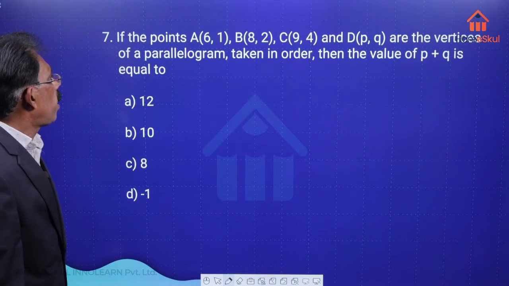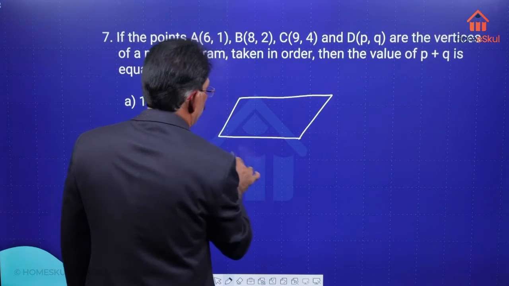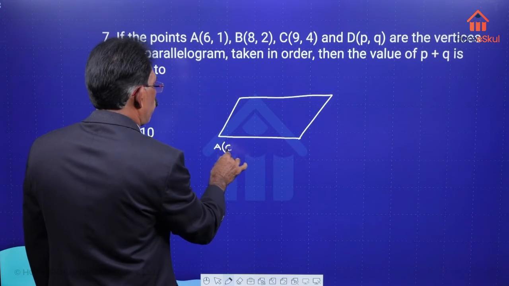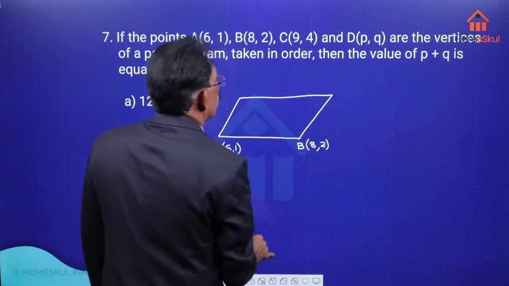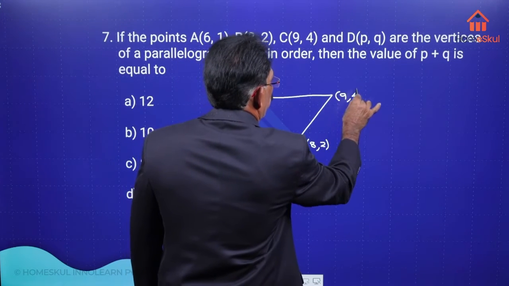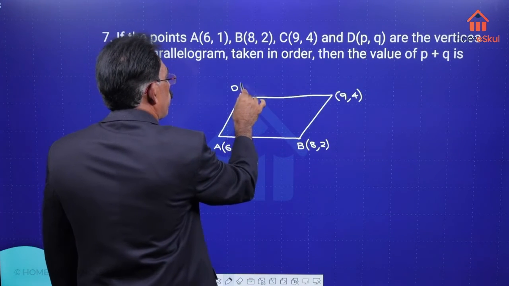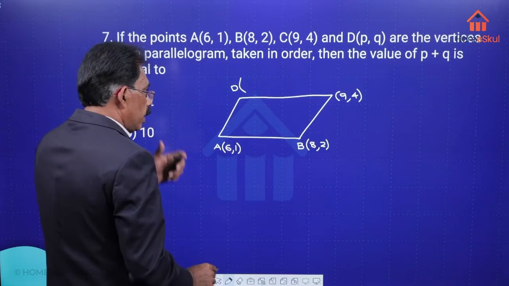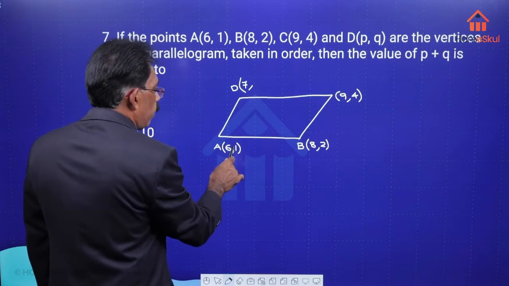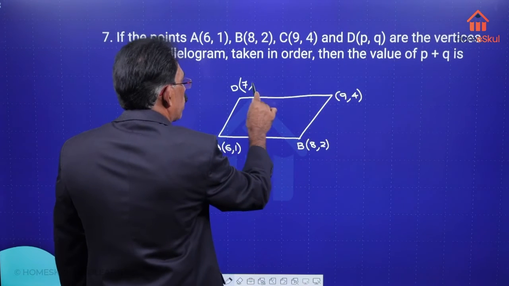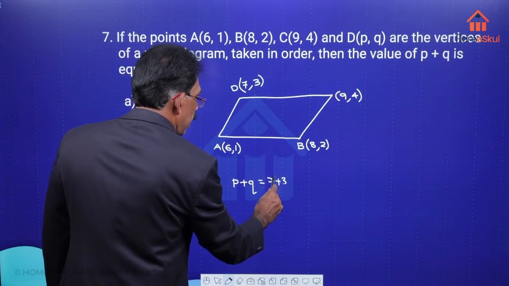These are questions. Look, the points: A is (6, 1), B is (8, 2), C is (9, 4), and D is equal to what? Actually, D here is (P, Q). D is equal to: 6 minus 8, that is minus 2, minus 2 plus 9, here is 7. And 1 minus 2, minus 1, minus 1 plus 4, 3. Therefore, P plus Q is equal to 7 plus 3. The answer is 10.